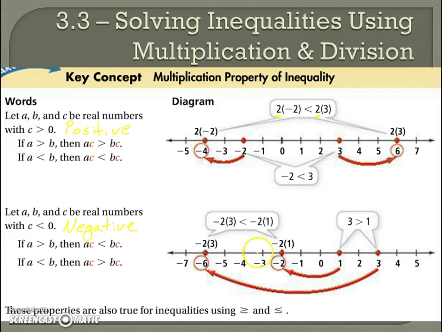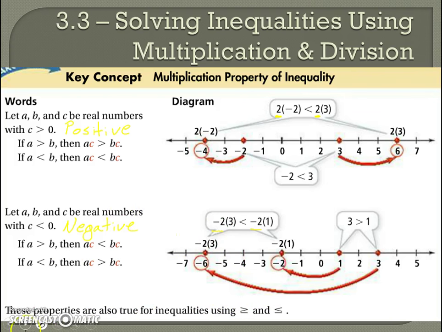Let's see how this plays out with actual numbers. So 3 is greater than 1. It's a larger number. If I multiply both of these by negative 2, they switch their order on the number line. The 3 comes back here to negative 6, the 1 comes back here to negative 2, and negative 6 is less than negative 2. It switches this sign. And notice it says the property is also true for greater than or equal to or less than or equal to.